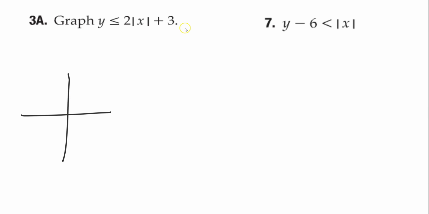Plus 3. So remember, I'll move it up 3. There's a vertical notice on the outside, so it's a vertical stretch of 2. Could treat that like a slope. I'm going to go right 1 up 2. Left 1 up 2. Solid line, so make that solid.